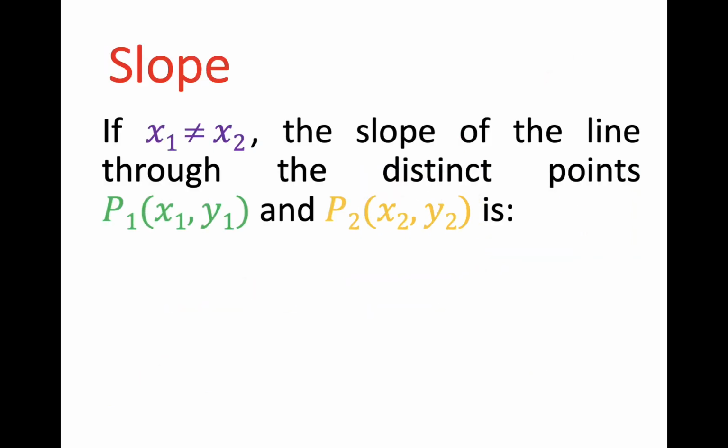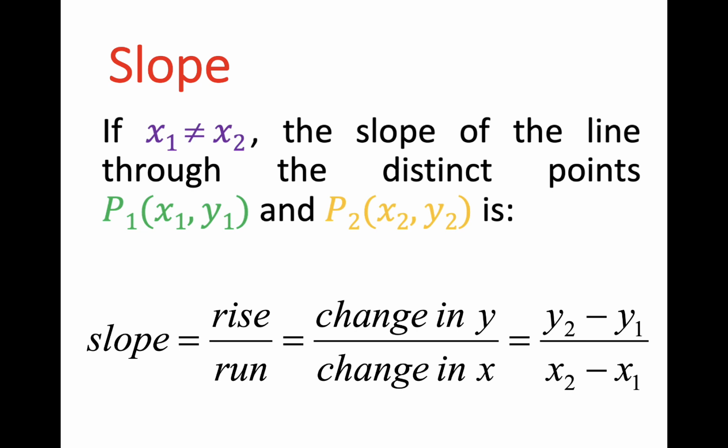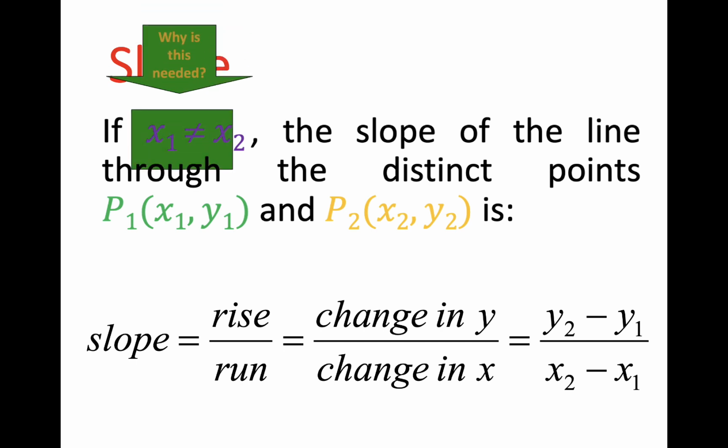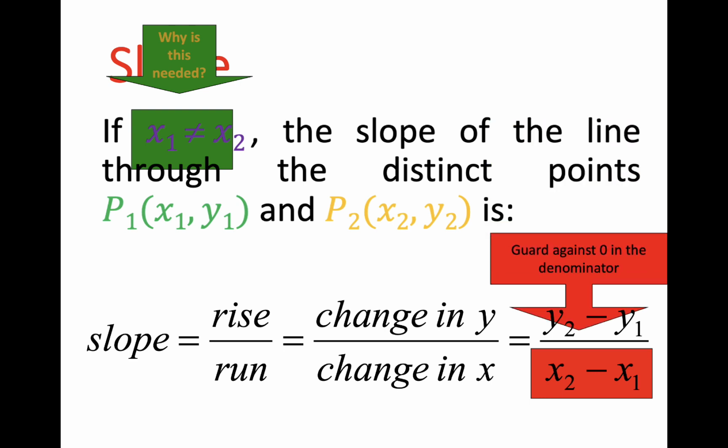So, if x1 is not equal to x2, the slope of the line through those distinct points, point 1, x1, y1, and point 2, x2, y2, is equal to rise over run. So, it's equal to change in y over change in x, or y2 minus y1 all over x2 minus x1. So, that will be the formula. Yan, no? Why is this needed? Kasi nga, because of that, kasi parang zero yan, undefined, di ba? Remember. Nakuha nyo? Ayan.